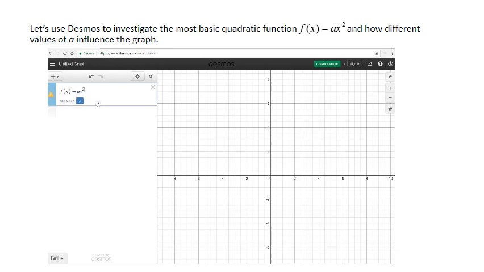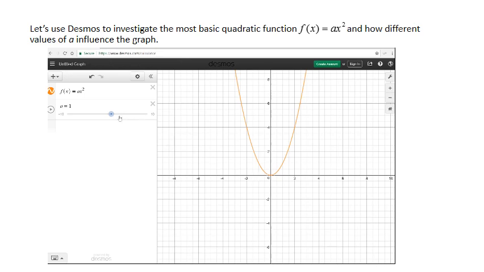And notice when I put an a in, Desmos says add a slider. And I'm going to click on the a to create a slider. What a slider does in Desmos is it allows me to change the value of that constant, or in this case, coefficient of a. So right now, notice it says a equals 1. That means my graph here is using 1 for a. All right, so right now I have f of x equals 1x squared, or just simply x squared.